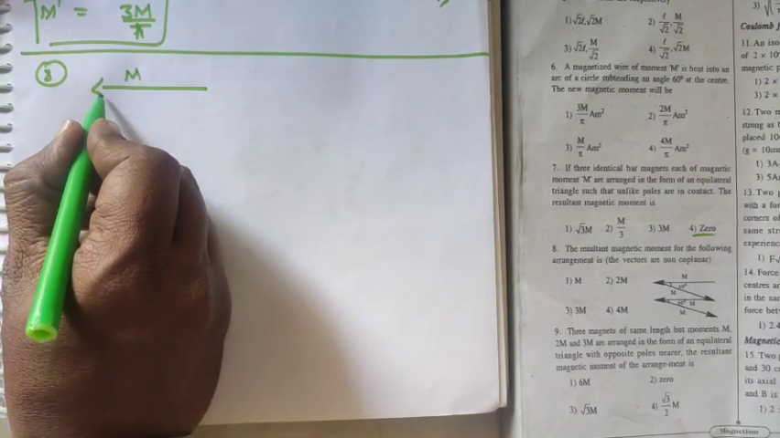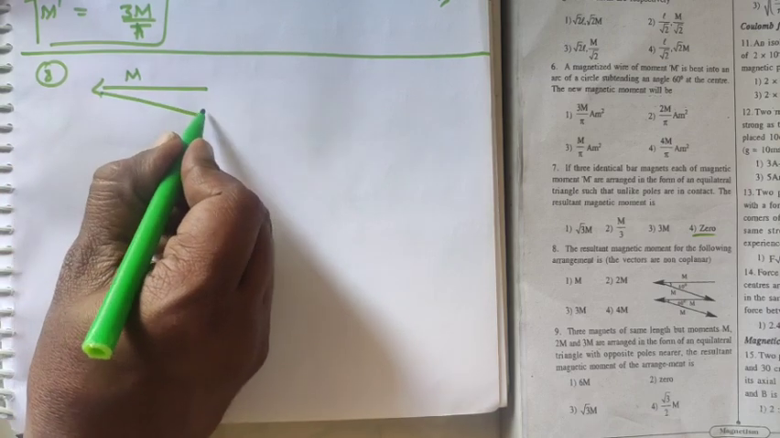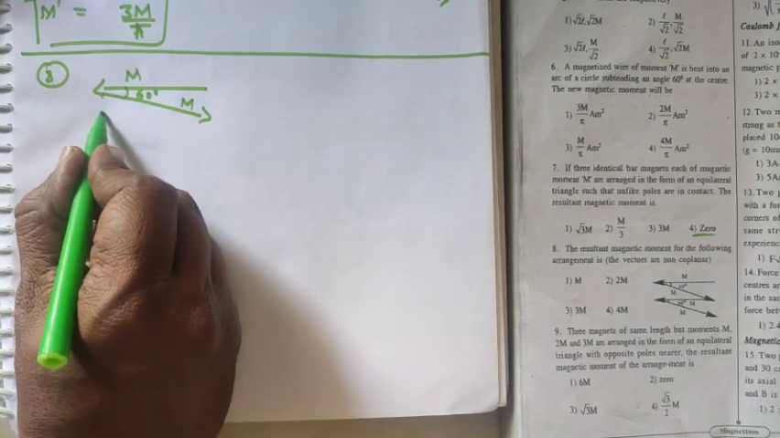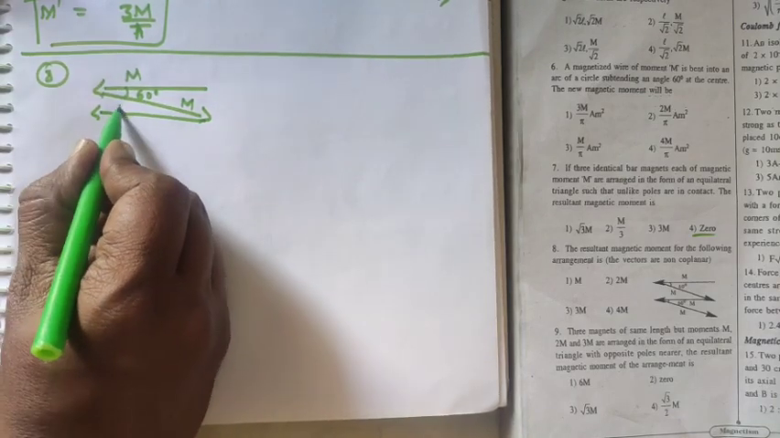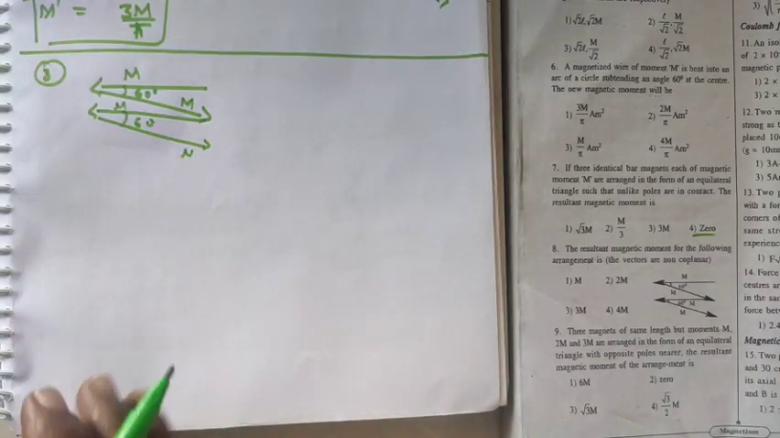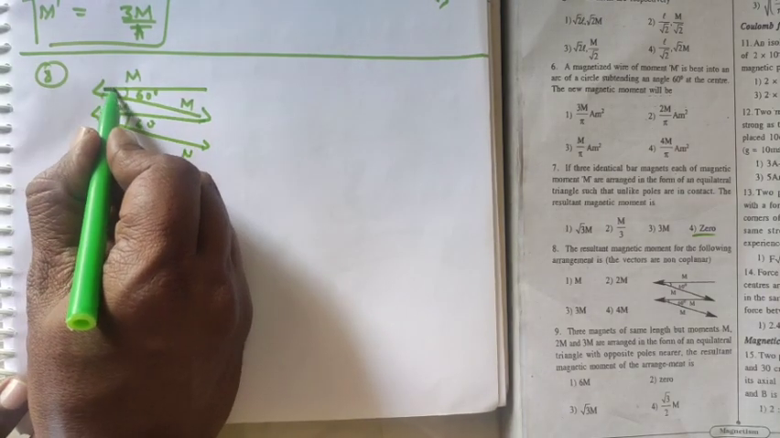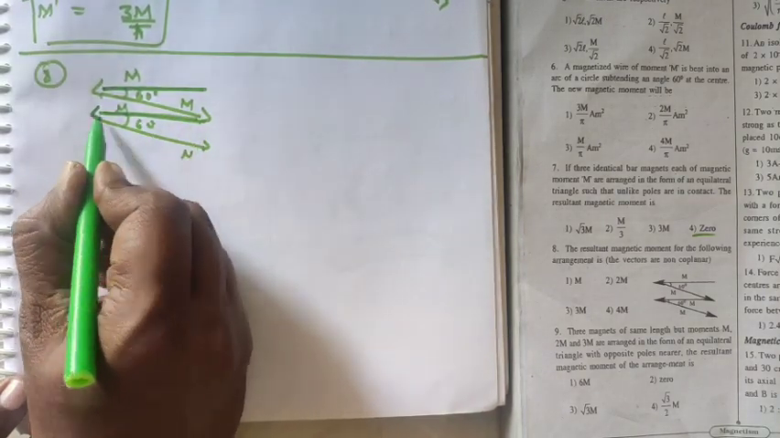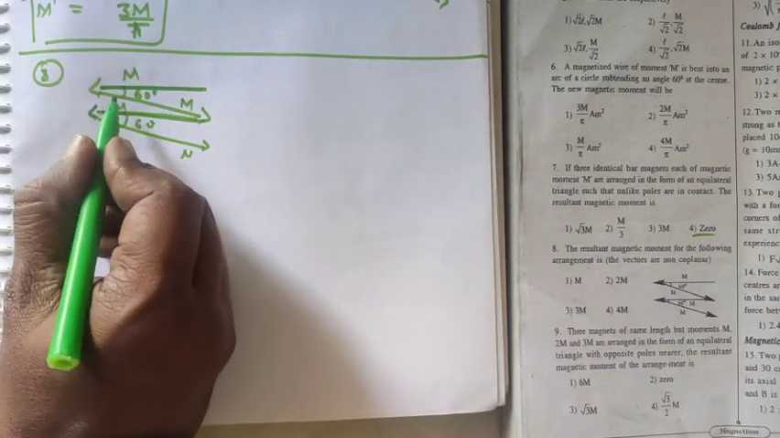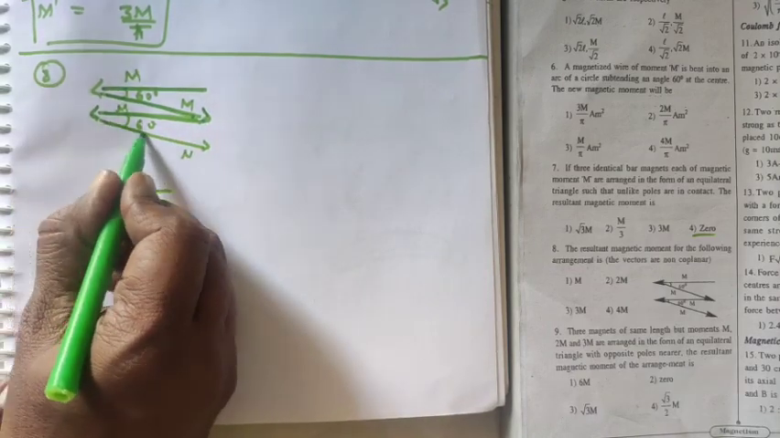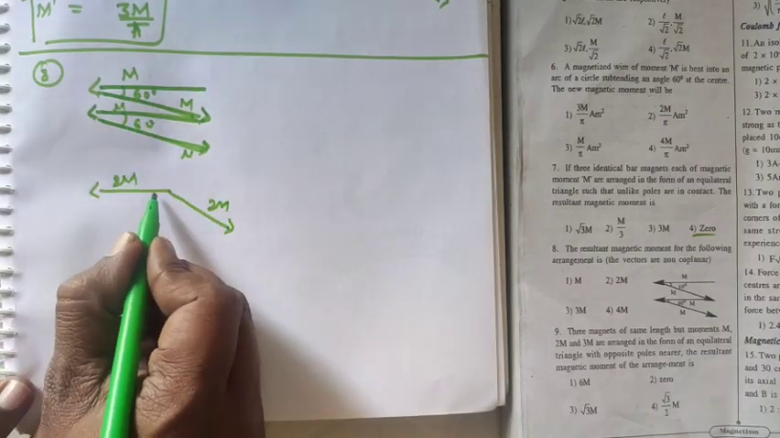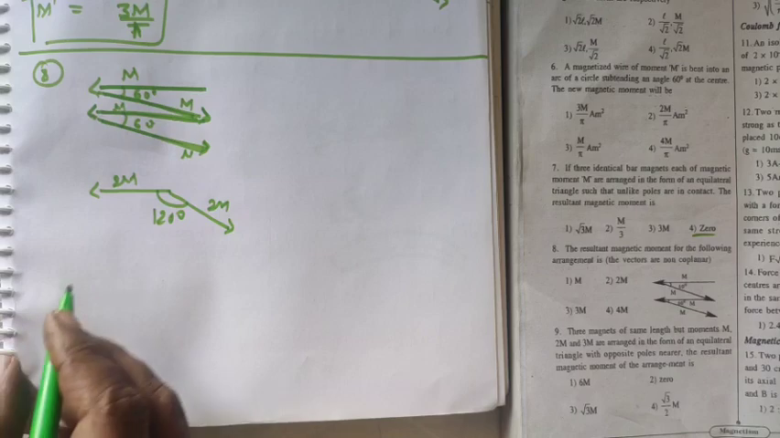I will take that another magnet, this is M, angle is 60 degree, and this is also M, and here this is also M. This angle is also 60 degree. I want to find that resultant magnetic moment. Look at here, these two are in same direction, M and M. So just I will take it as 2M here, and in the same way this is also in the same direction, that is also 2M. Here 60 degree, here 60 degree, total angle is 120 degree.